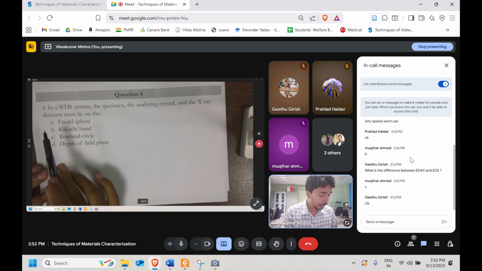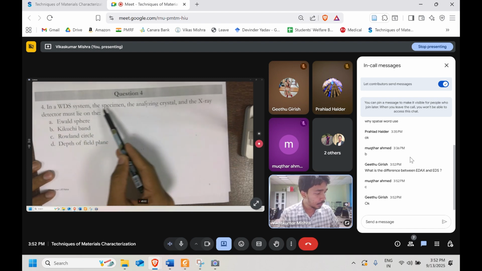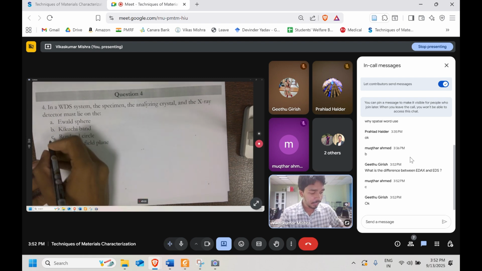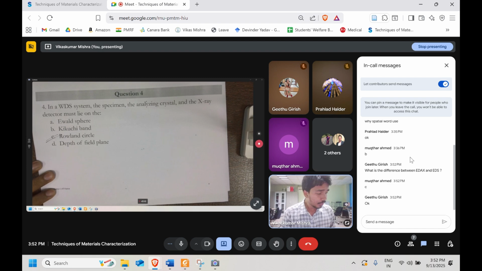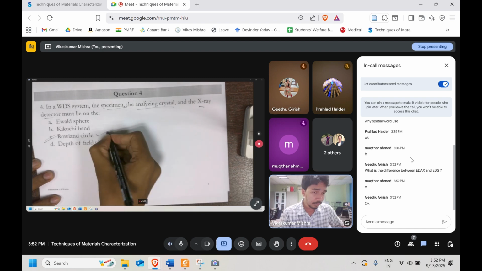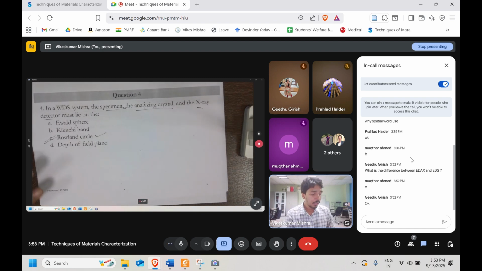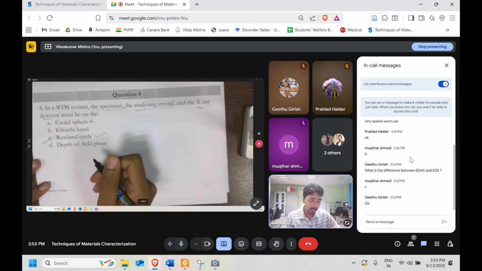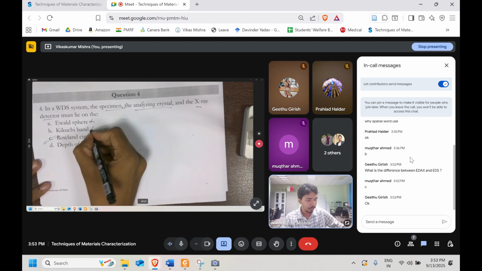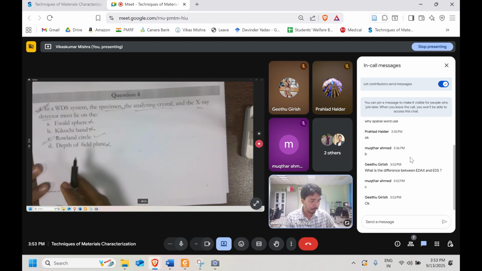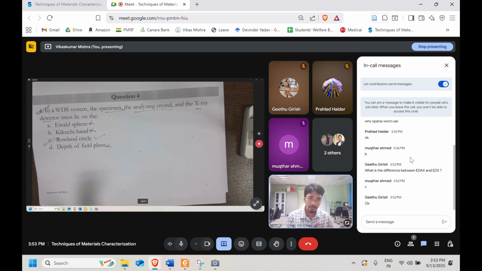Let's go with the question: in a WDS system, the specimen, the analyzer crystal, and the X-ray detector must lie on. Yes, Ahmed, that's right. The right answer is option C: the Rowland circle. We have learned this in class. The Ewald sphere is something we discuss in TEM and again in XRD. Kikuchi bands will be formed in EBSD. Depth of field and depth of focus are not related to this. So it's the Rowland circle. You will find similar questions in the assignments.